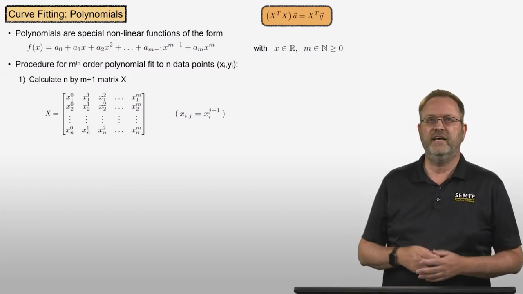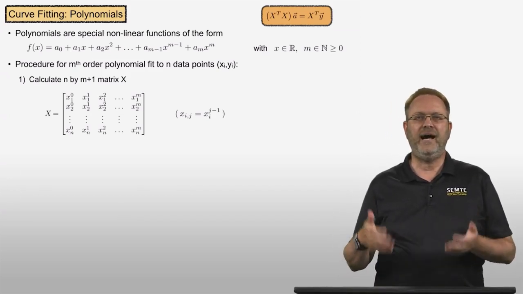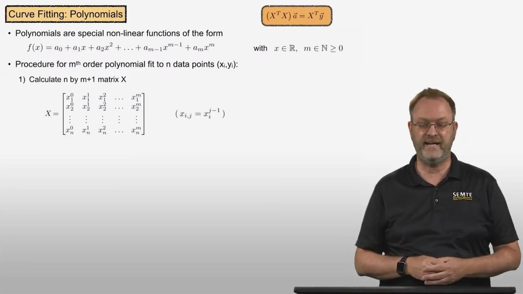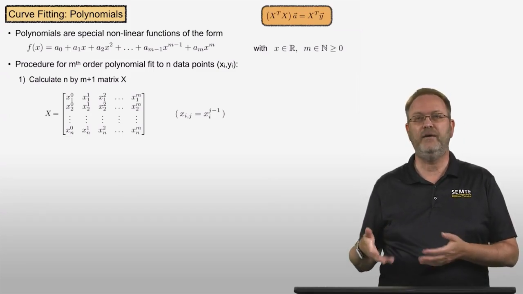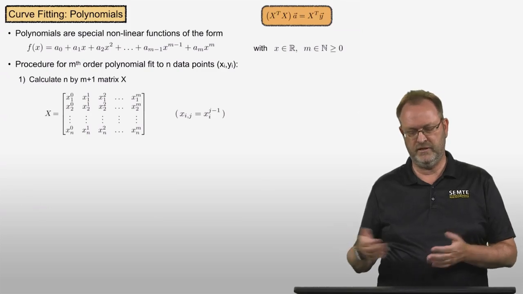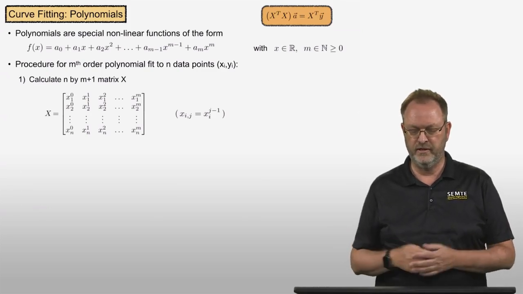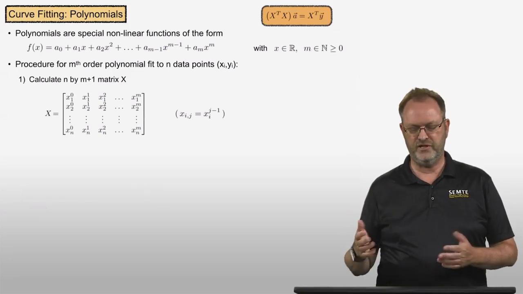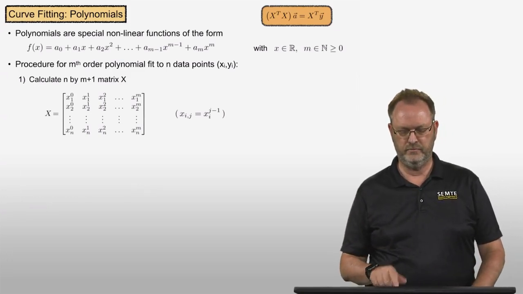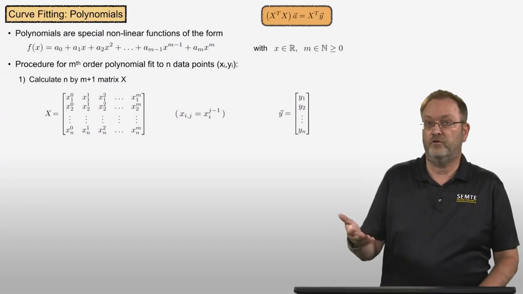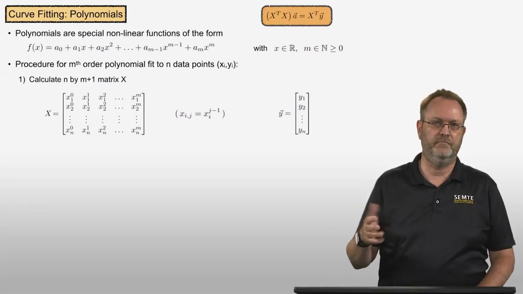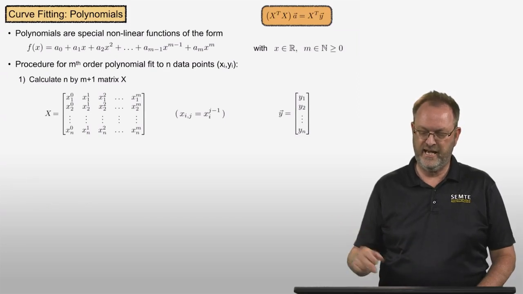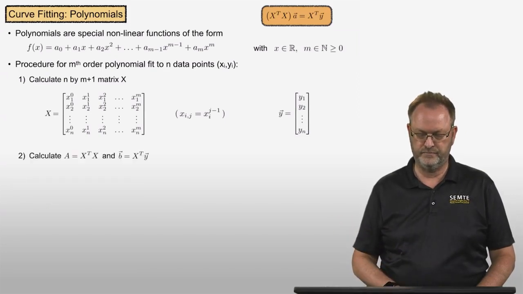And if we write this in index form, that just means that the ij entry of this matrix x is just x sub i, where i is the measurement point number, to the power j minus 1, where j is the column number. And then we have the vector y that contains, from the data pair, the other part of the measured data set. We have n of those y values.